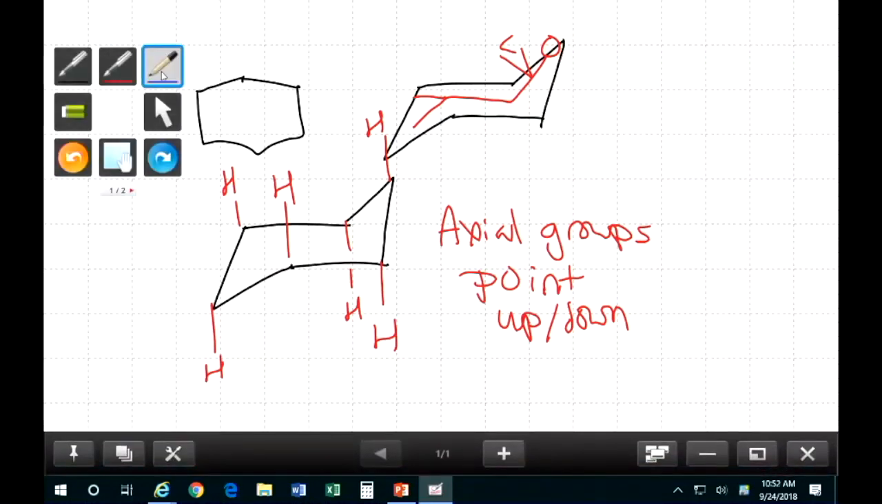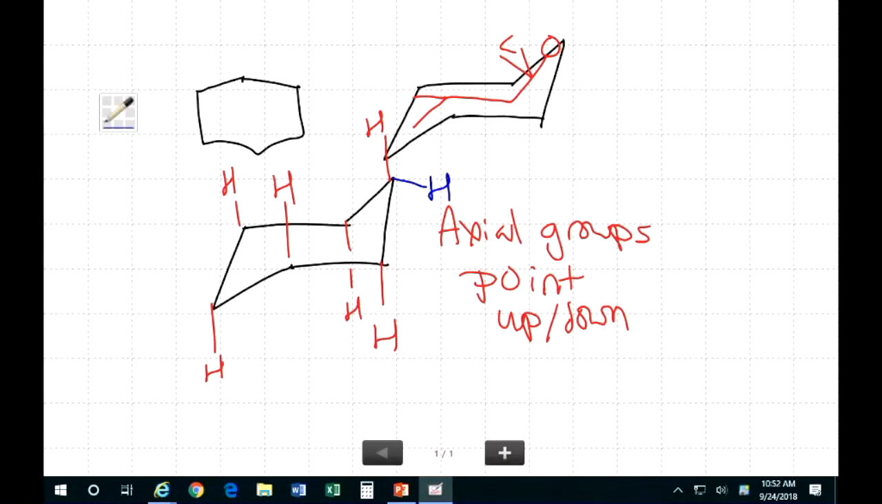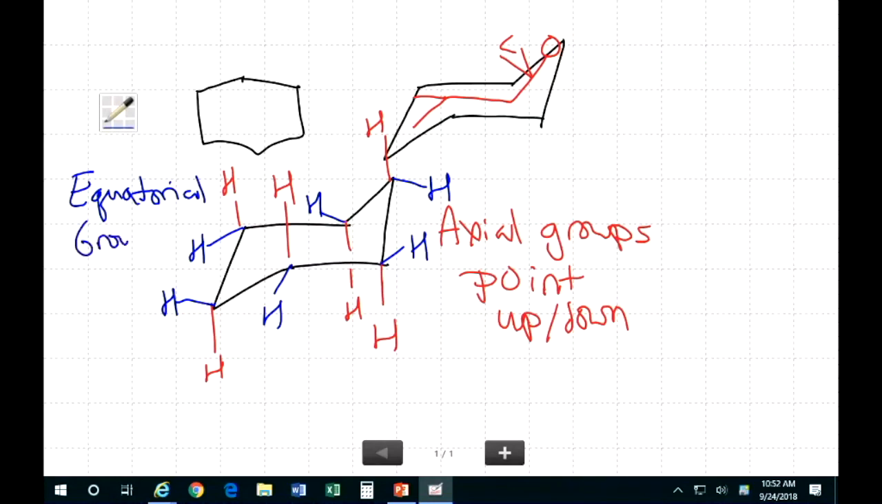And then we have equatorial groups, and these are going to be blue. It's super important that I spell stuff right, because this is going to be immortalized forever on the internet. It's like a tweet. You think you can erase it, but someone will save it. So I can't mess up. So equatorial groups point out, away from the ring.